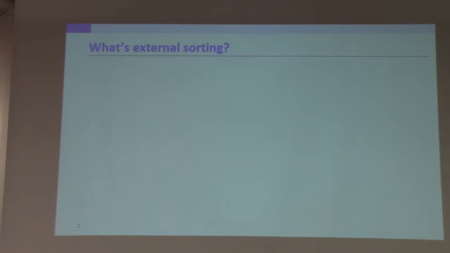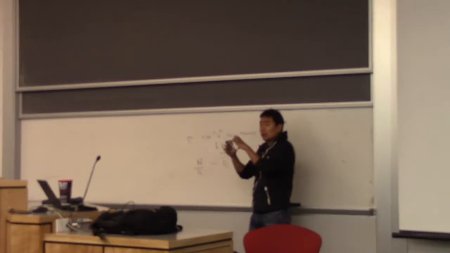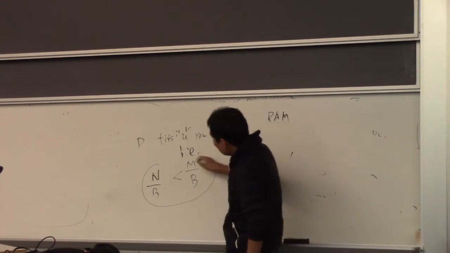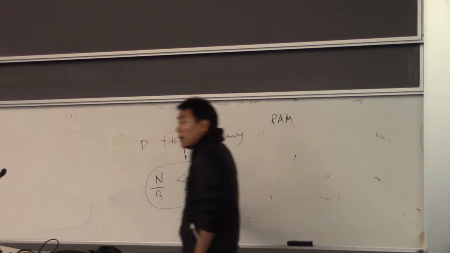The thing is, so far, all the sorting algorithms you know assume the random access model. You assume that your data set D fits in your memory. In other words, N over B is less than M over B. Remember, M is the size of memory in terms of how many objects you can hold, N is the number of objects in your data, and B is how many objects you can hold per page. So implicitly, all the sorting algorithms you have done so far have this assumption.